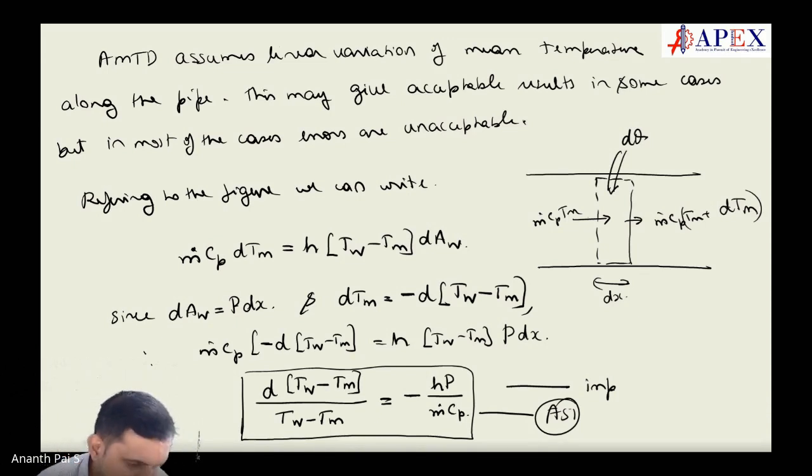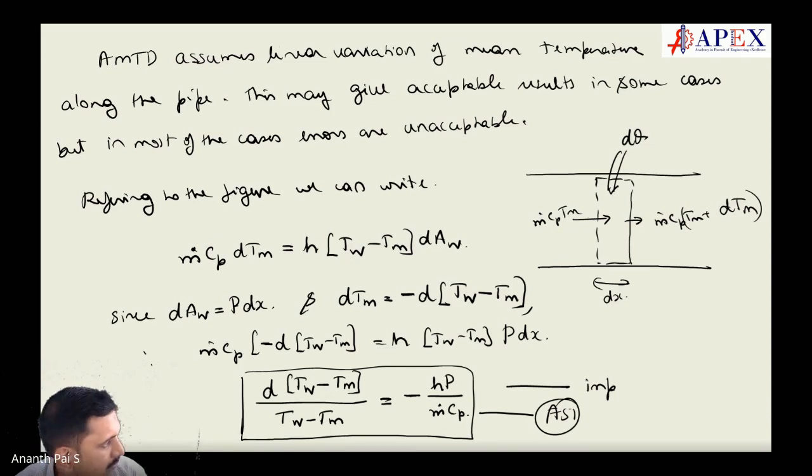Now we have to integrate. Tw is a constant, so mathematically, when you differentiate, d of Tw is 0. Otherwise there is a minus here; this minus and minus should cancel and give dTm. I want to match with this.